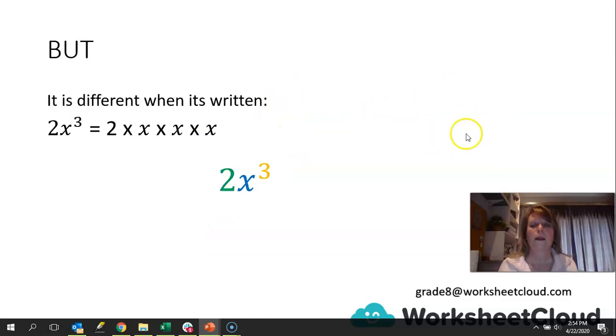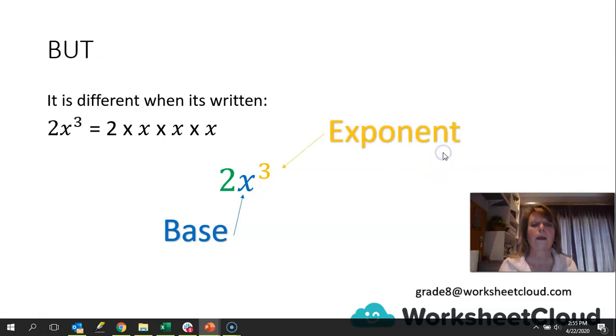Right. Now, if we had to say 2x cubed, it's different. It means something different. It now means 2 times x times x times x. That 3 is not affecting the 2 at all. It's only affecting the x. So in this case, the base is only x. The exponent is still 3. And the coefficient is 2. And the coefficient is not part of the base, not like in the previous example.